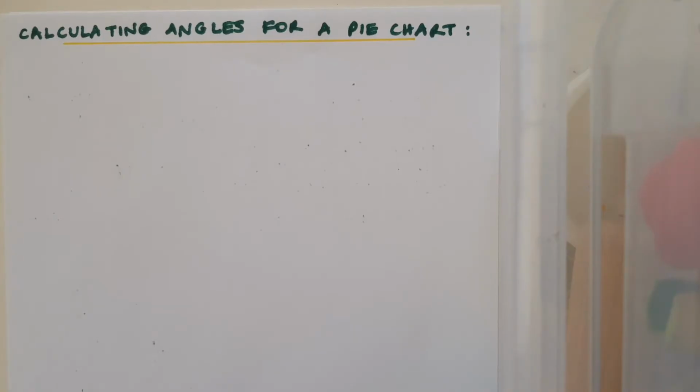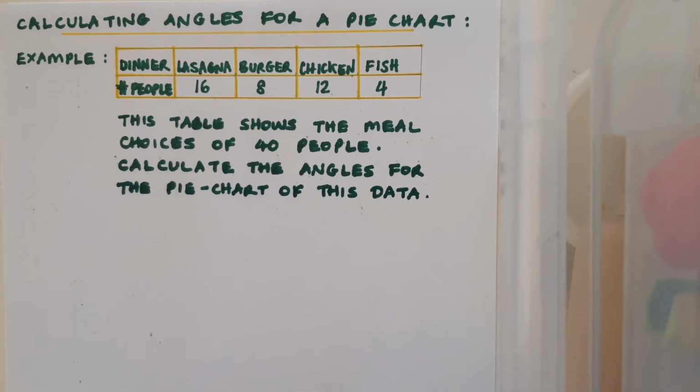I might also be given information about what the value of each portion of the pie chart is, and then be asked to work out the angles that I should use to represent it in the pie chart. So here's our example. We have a table showing the meal choices of 40 people, and we want to calculate the angles for the pie chart of this data.